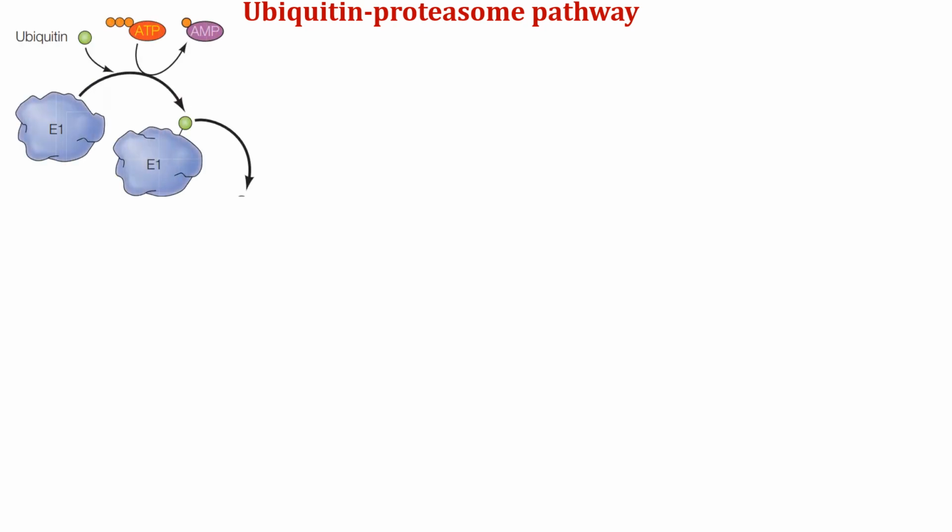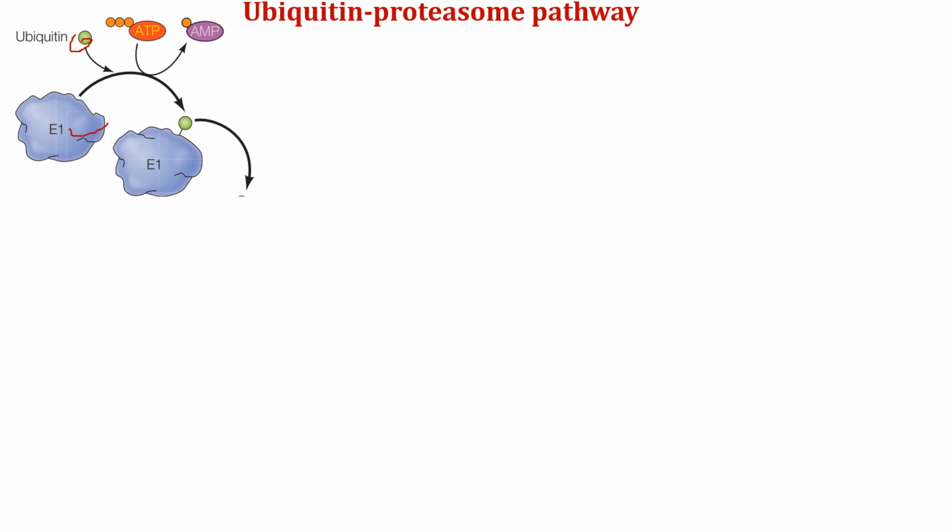Okay, next, now we understand the ubiquitin-proteasome pathway, that is, how proteins are degraded by it. In eukaryotic cells, the ubiquitin-proteasome pathway is a major mediator of regulated protein degradation. So first, here is the ubiquitin. Ubiquitin is first activated by the enzyme E1. This is the enzyme E1, which requires ATP.